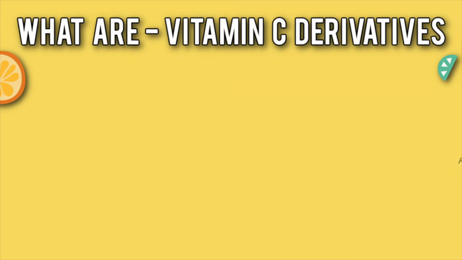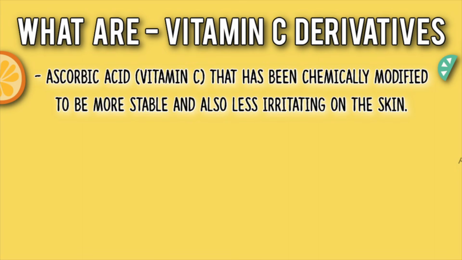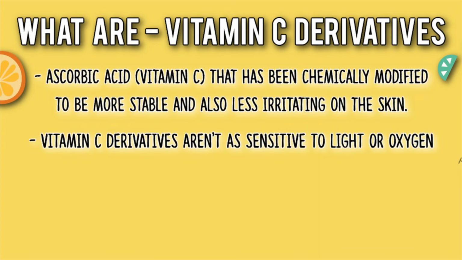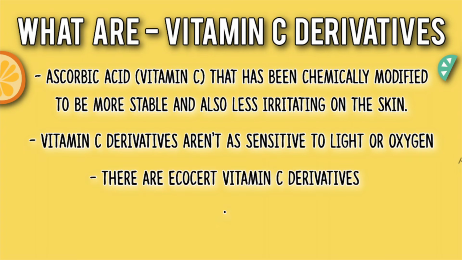Personally, my favorite way to formulate with vitamin C is by using ingredients that are vitamin C derivatives. Vitamin C derivatives are essentially ascorbic acid, vitamin C, that has been chemically modified to be more stable and also less irritating on the skin. So that means vitamin C derivatives aren't as sensitive to light or oxygen, which makes them so much easier to formulate with. And luckily, there are EcoCert vitamin C derivatives.